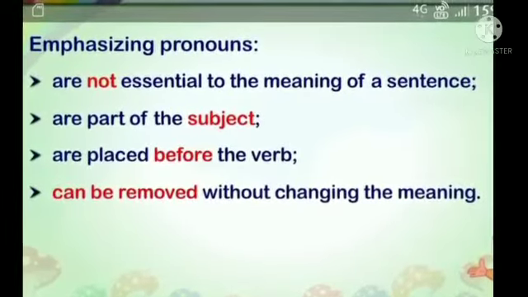Now see the personal pronoun. It refers to a specific person or thing and changes its form to indicate person, number, gender and case. See subject pronouns and object pronouns. Subject pronouns act as the subject of the sentence. Now see subject pronouns, singular and plural: I is we, you is you, she and he is they, and it is the same. Now see the object pronouns, singular and plural. Singular me, plural us. Then you is the same, you; her, him change into them; and it stays as it is. Now here your chapter 4, pronouns, is completed.